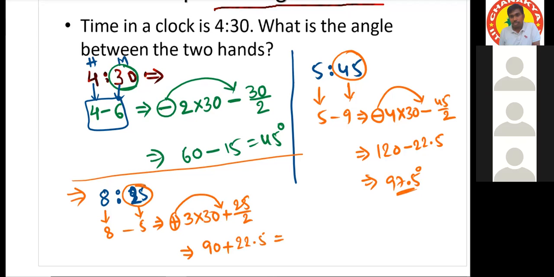Sir, 90 plus 22.5, right? It is 12.5, right? 25 by 2 is 12.5. Sorry, yes, 12.5 only. So 90 plus 12.5 is 102.5.